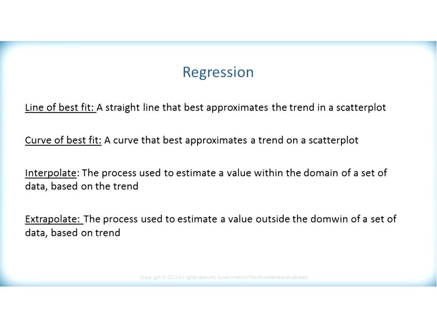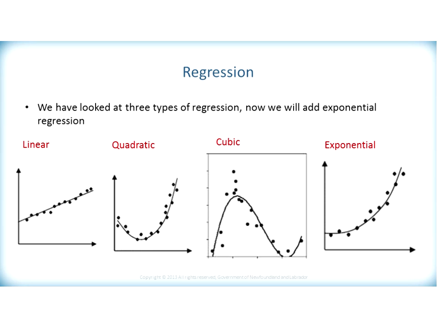In these regression questions, we're going to be able to interpolate, which is a process used to estimate a value within the domain of a set of data based on the trend, or extrapolate, which is the process used to estimate a value outside of the domain of a set of data. We have looked at 3 types of regression in Chapter 5: linear regression, quadratic regression, and cubic regression. Now, in Chapter 6, we'll look at exponential regression.